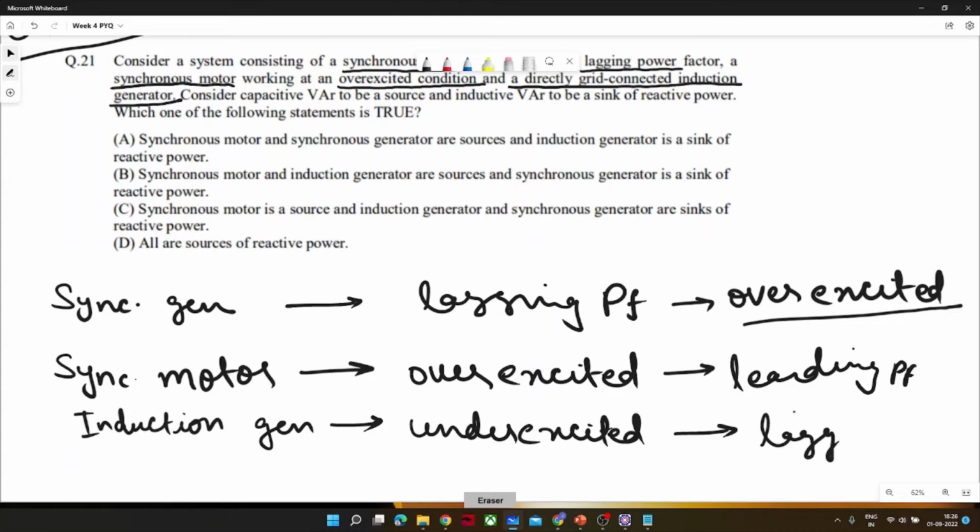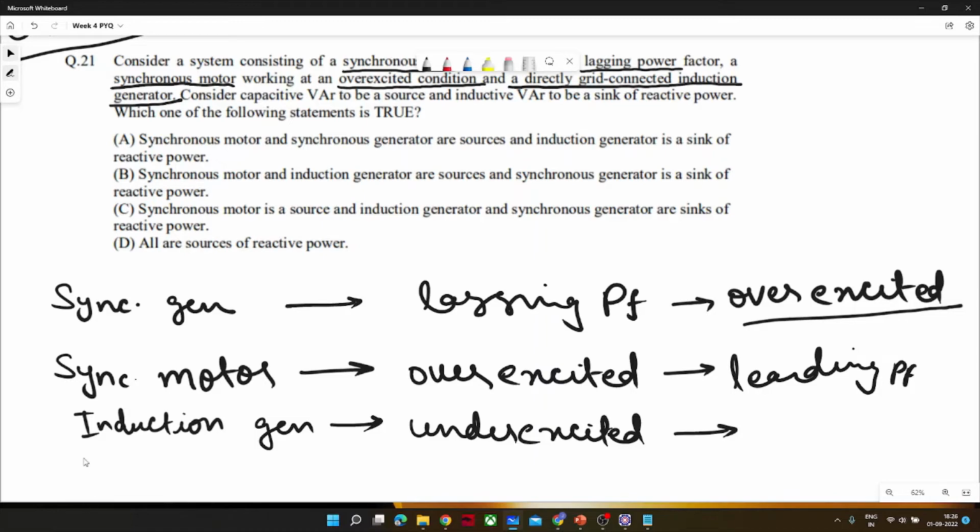Yes, Anubhav, you want to ask something? Sorry, overexcited means the field generated is more than required? Yes. How do you know that it is leading power factor for the motor? So the synchronous motor is overexcited, right? When it has more reactive power, it will have the current.